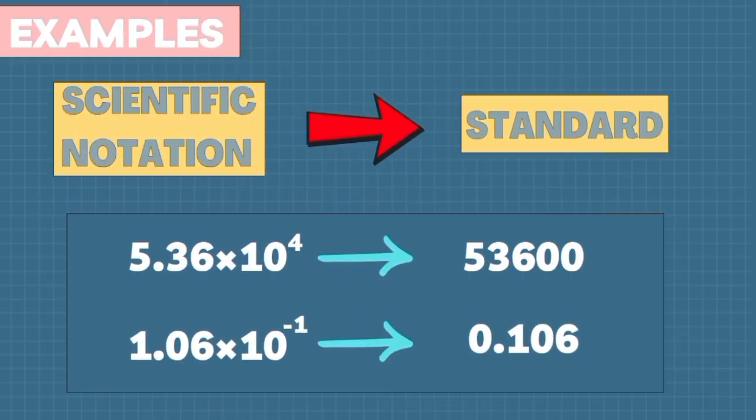Let's move on to the next 2 examples, which are scientific notation to standard form. As you can see, the scientific notation is shorter than the standard form. For the 5.36, the decimal only moves from left to right, which turns into 53,600. And at the bottom, you can see the 1.06 times 10 raised to negative 1, where the decimal moved to the left.